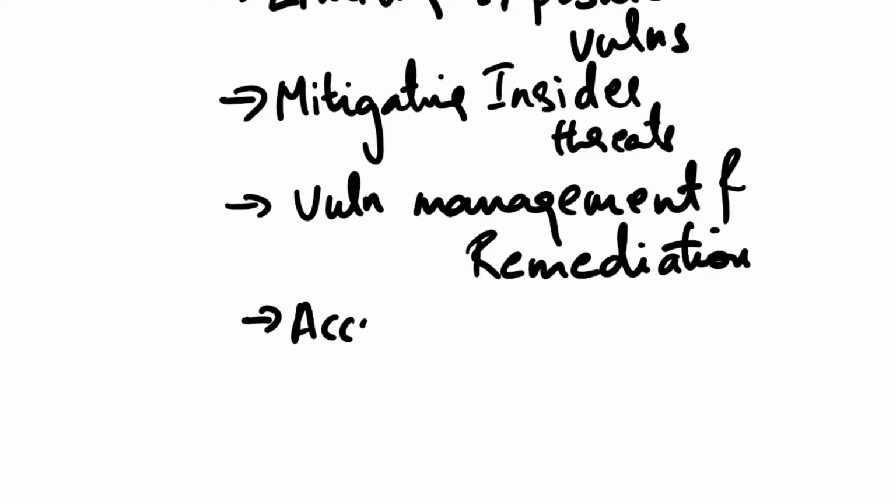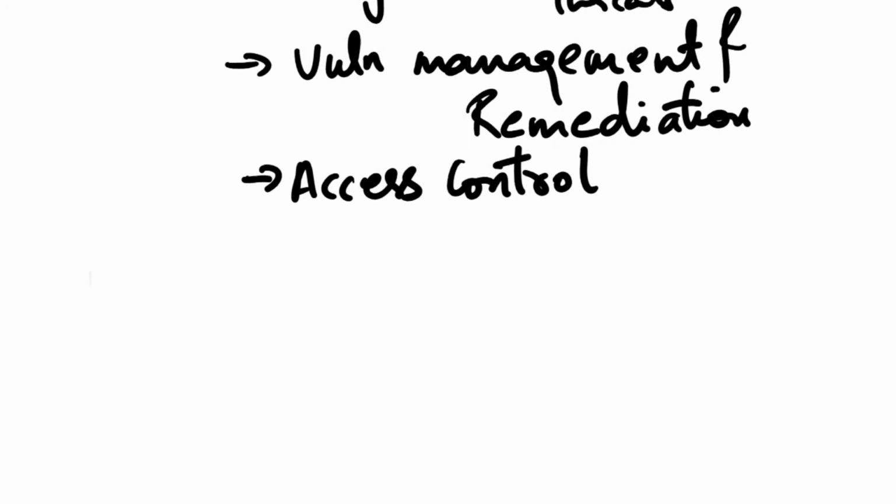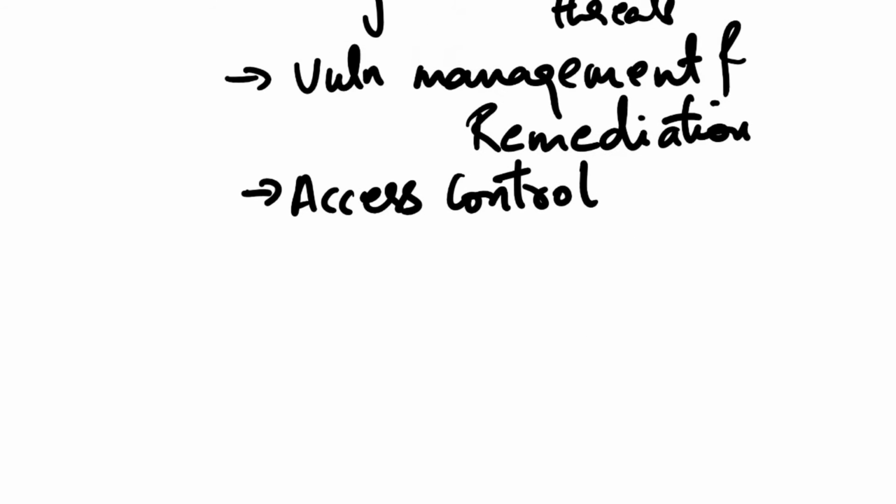Next, access control. Effective vulnerability management includes securing access to systems and data. Principle of least privilege is a key aspect of access control. It helps ensure that individuals or systems do not have unnecessary access to sensitive resources, reducing the potential for unauthorized changes that could lead to vulnerabilities.